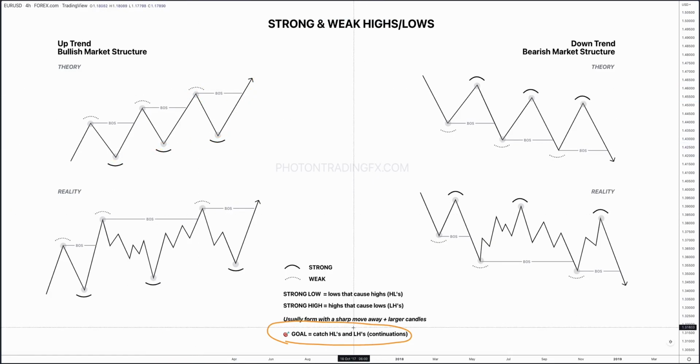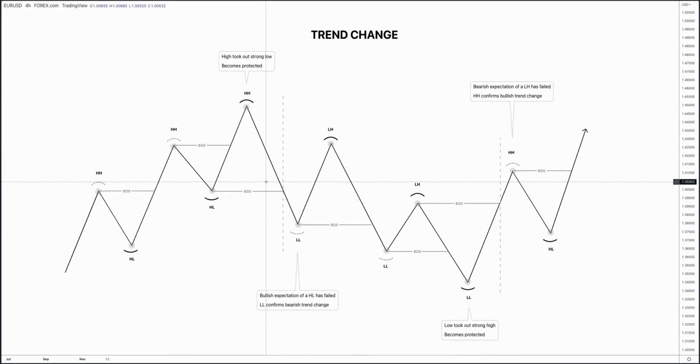And then our other goal is to catch the lower highs, right? Because these are the strong highs. We're selling the strong structure and we're targeting the weak structure. So all that means is we're following the trend and we're trading from strong structure and we're targeting weak structure, okay? Cool.